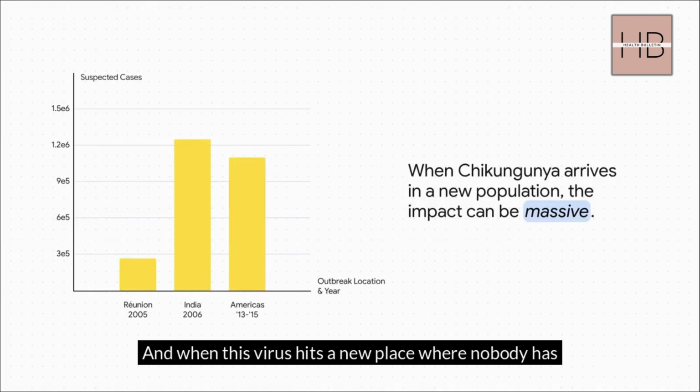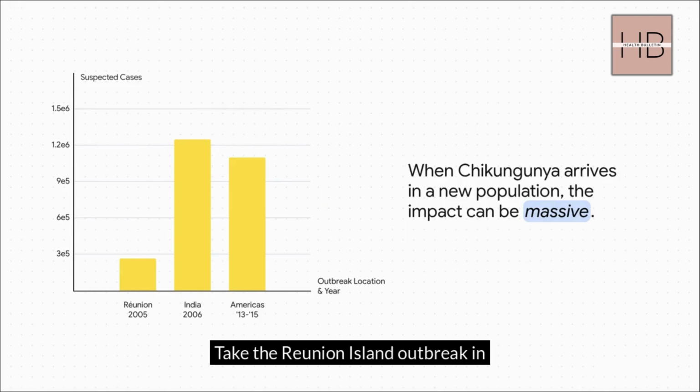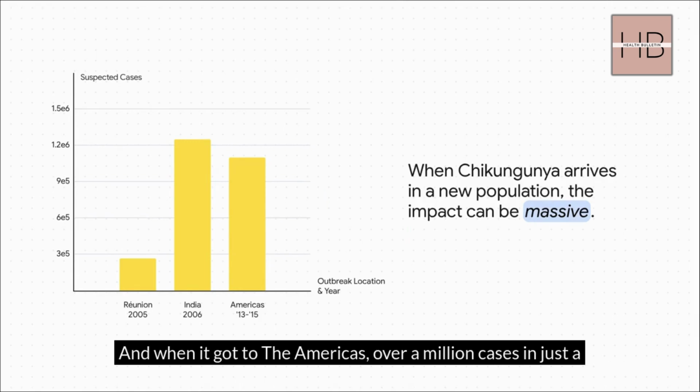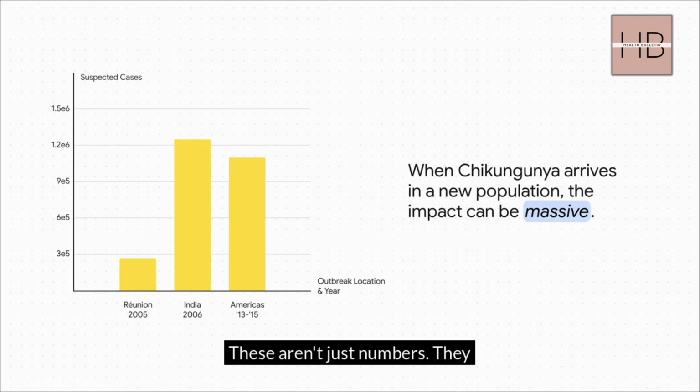And when this virus hits a new place where nobody has immunity, the numbers are just staggering. Take the Reunion Island outbreak in 2005, 250,000 people. India, a year later, over 1 million cases. And when it got to the Americas, over 1 million cases in just a couple of years. These aren't just numbers. They are massive public health emergencies.